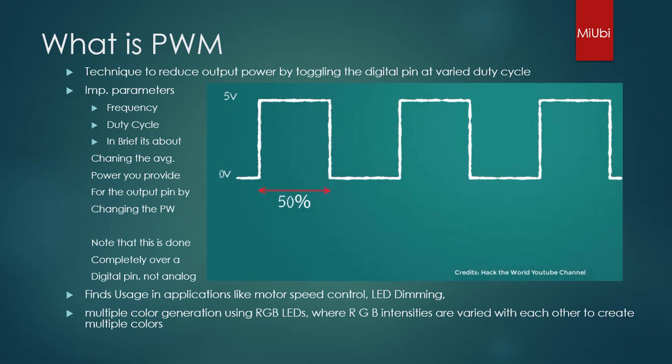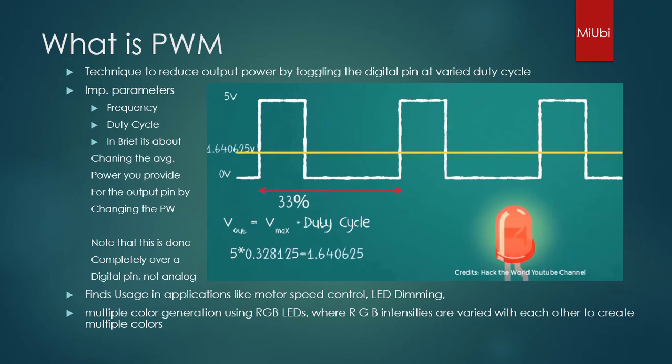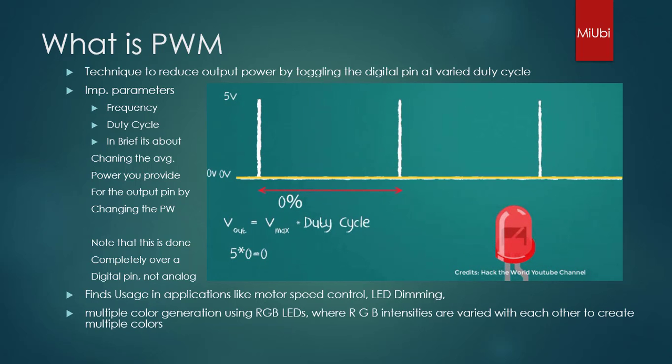To see it more elaborately, let us consider a pulsating waveform with a duty cycle of 50%, varying from 0 to 5 volts. Now, what will be the output voltage on average? It is actually a multiplication of the duty cycle. So V out is the maximum voltage times your duty cycle. If the duty cycle is increased, you will have increased brightness of your LED. If your duty cycle is reduced, you will have reduced intensity of your LED. This is what really happens during pulse width modulation.